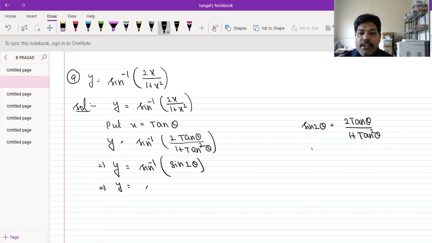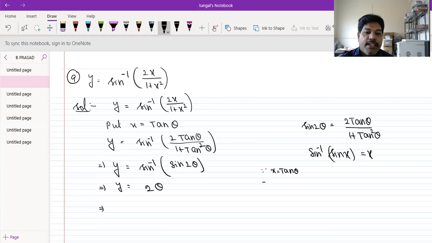What is the formula I gave yesterday? Sine inverse of sine x will become x only. So it will become 2 theta. Since x is equal to tan theta, theta is equal to tan inverse x. So here y is equal to 2 tan inverse x. So this is the y value.